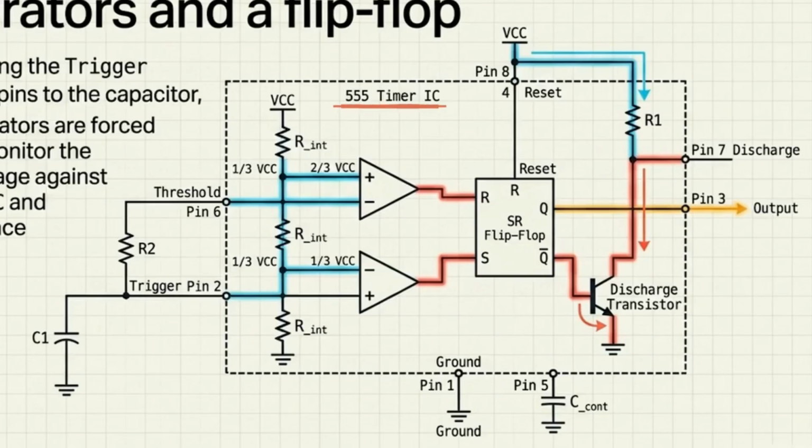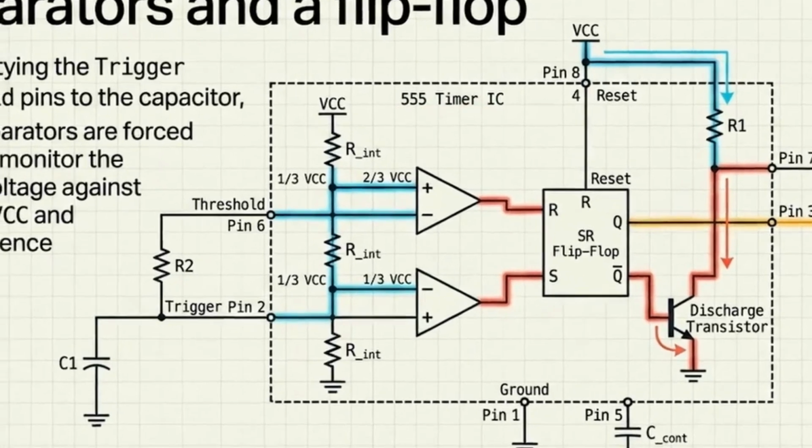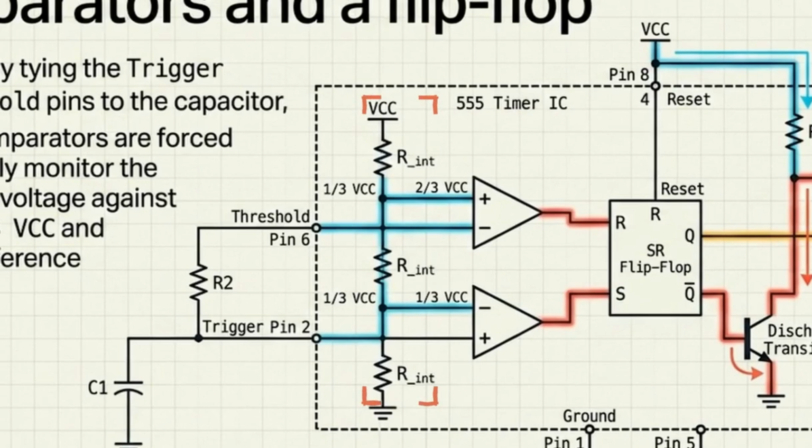This diagram reveals the internal architecture of the 555 timer. The process begins with an internal voltage divider. 3 identical resistors split the incoming supply voltage into exact thirds. These nodes establish the hard-coded 1/3 and 2/3 reference points for the entire chip.